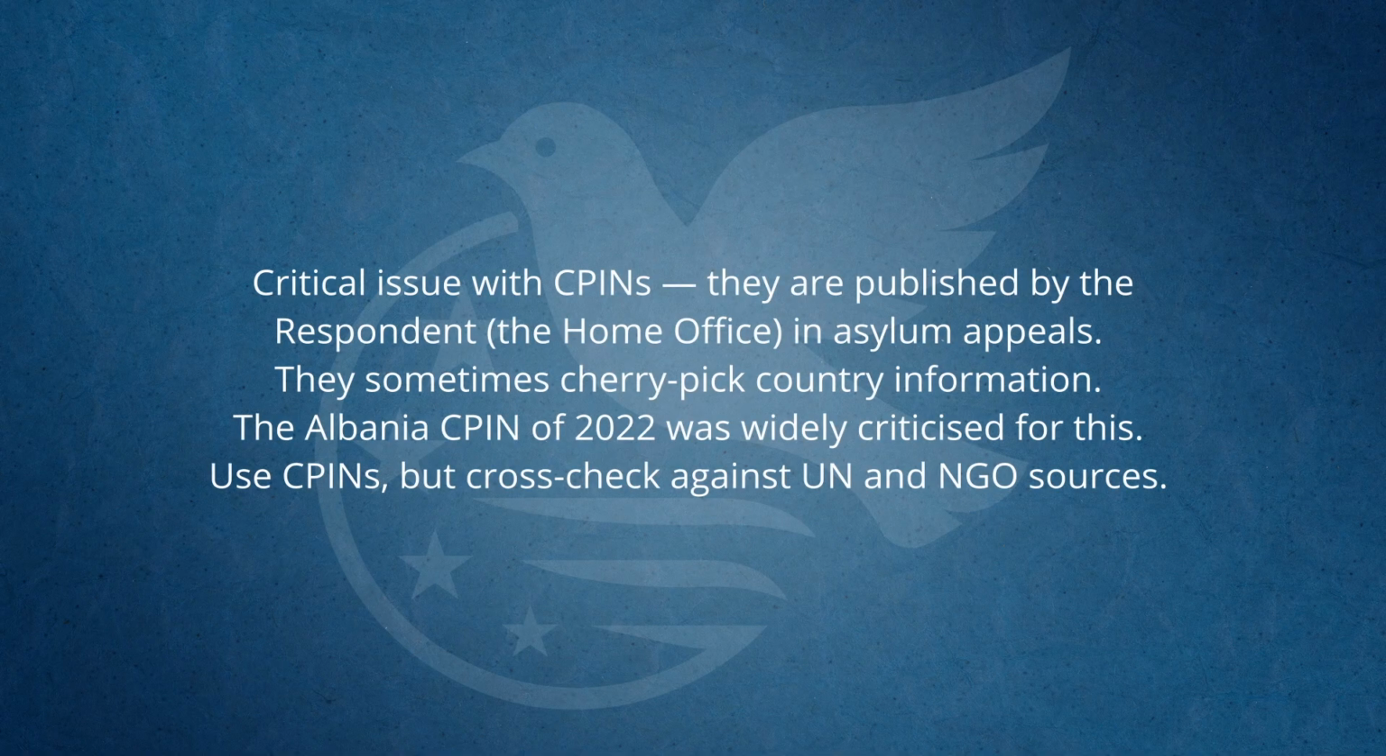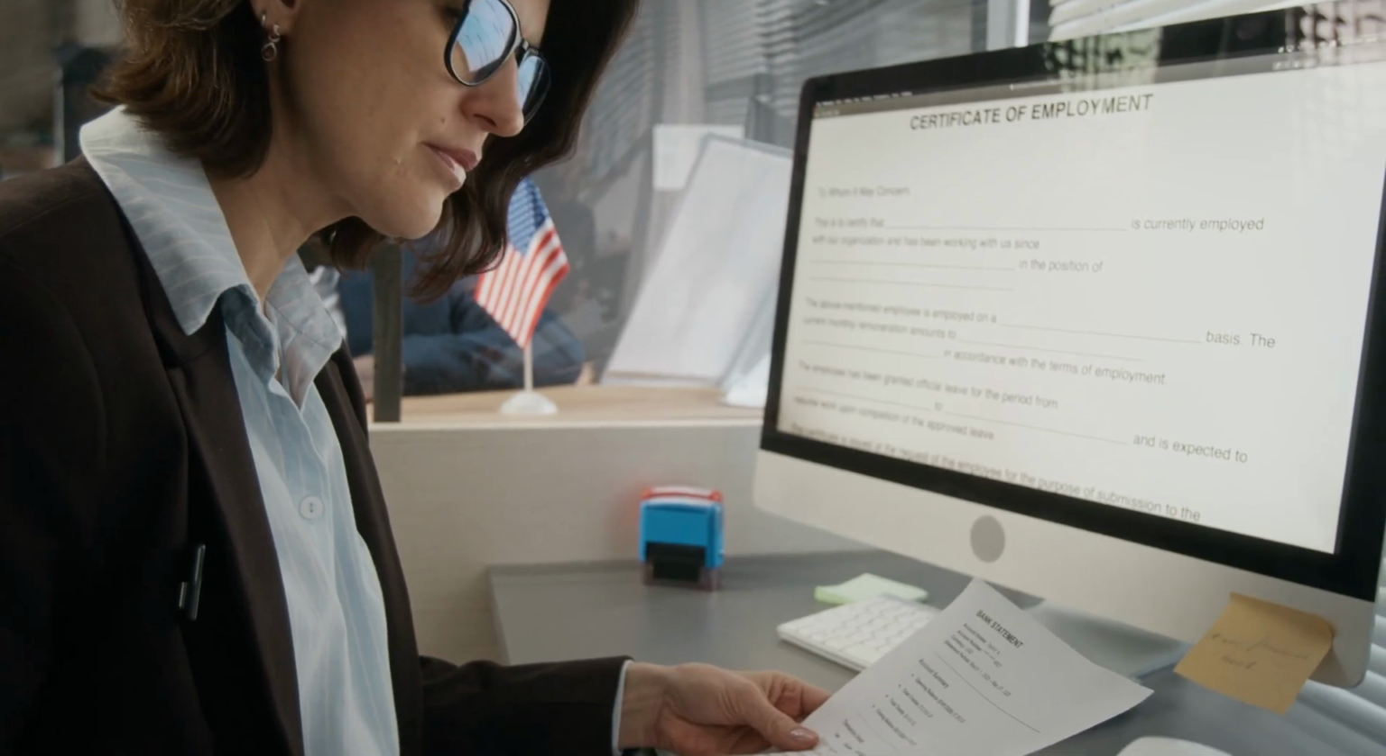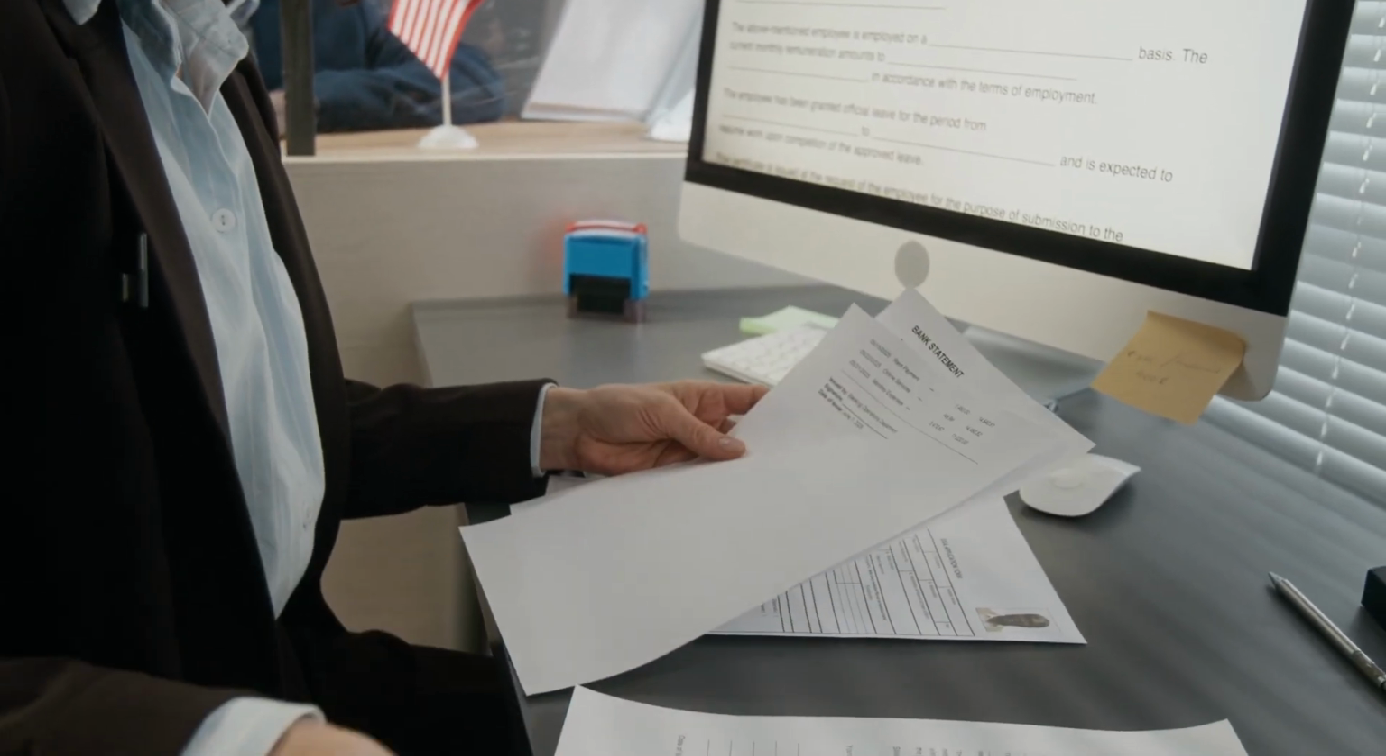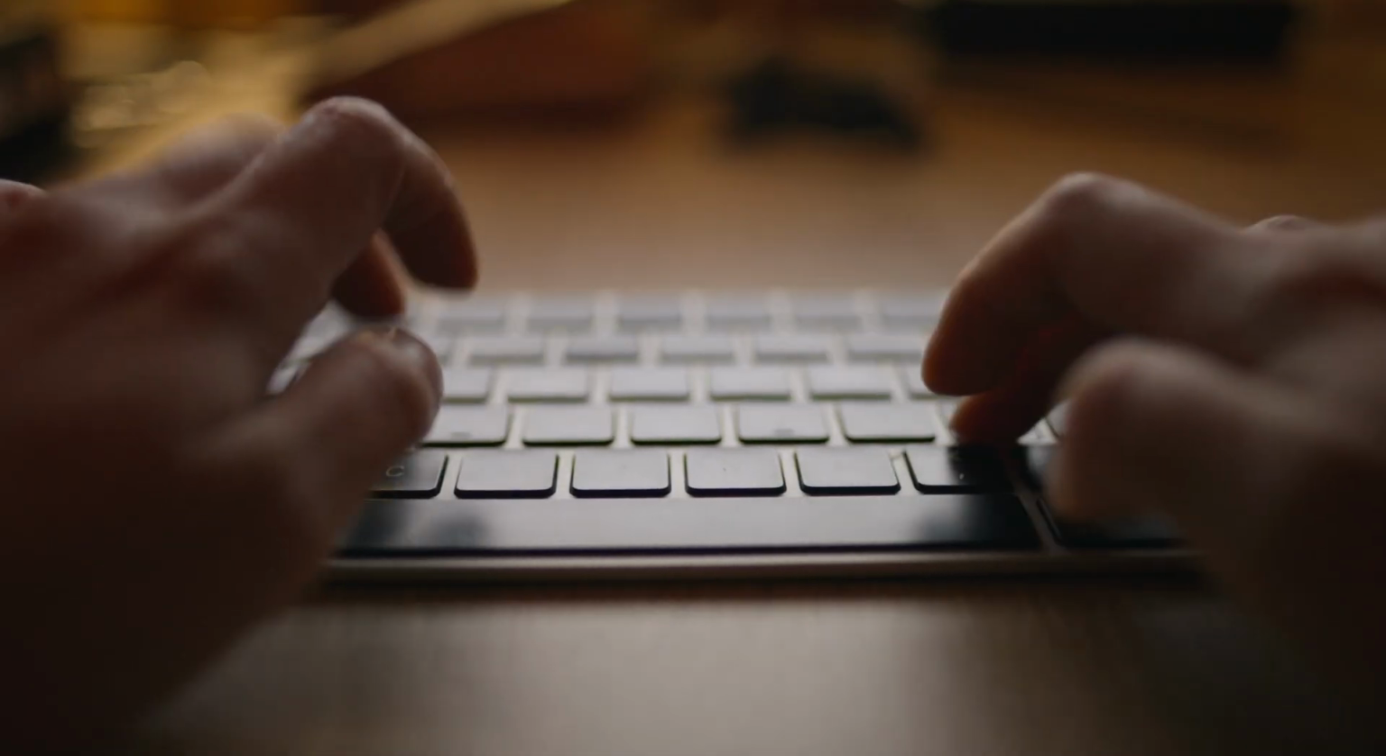One critical issue with country policy and information notes: they are published by the Home Office. The Home Office is the respondent in asylum appeals. The notes sometimes cherry-pick country information. The Albania note of 2022 was widely criticized for exactly this. We use the notes, but we cross-check against United Nations and non-governmental sources.